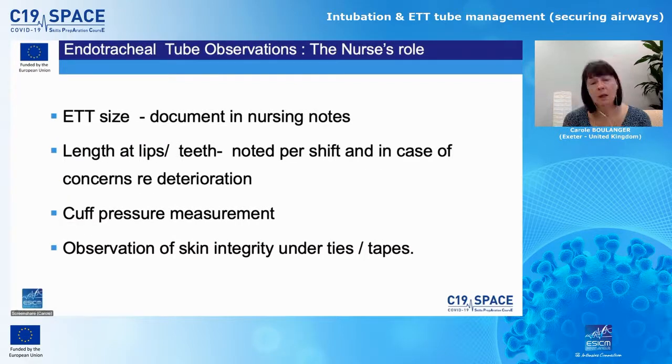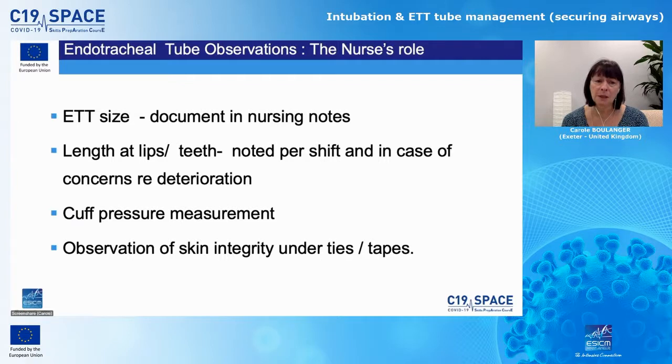So in terms of observations, we look at the endotracheal tube size and length at the teeth or the lips, and we note this per shift. So this is ongoing observations that the ICU nurse at the bedside will be commenting on. We need to make sure that the endotracheal tube doesn't move. It's really important because in cases of sudden deterioration and increasing hypoxia of ventilated patients, one of the first things that we check is that the ET tube is actually in the position when it was first inserted, so that's not a cause of the deterioration.